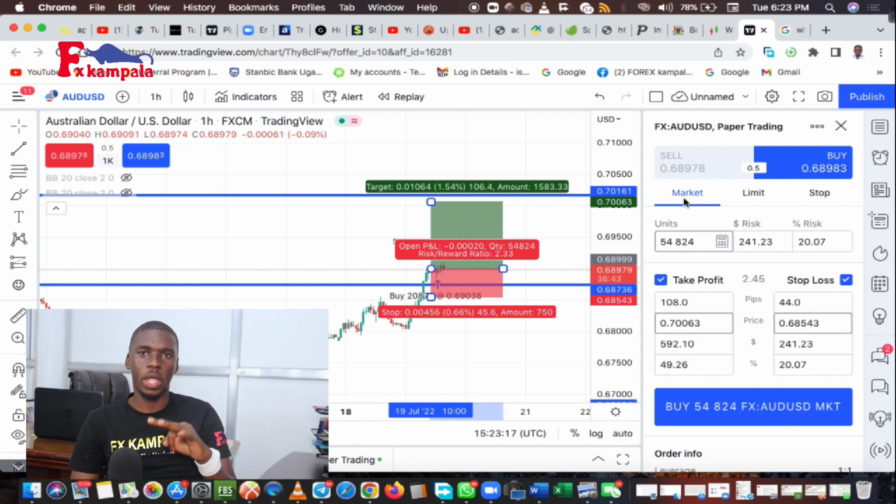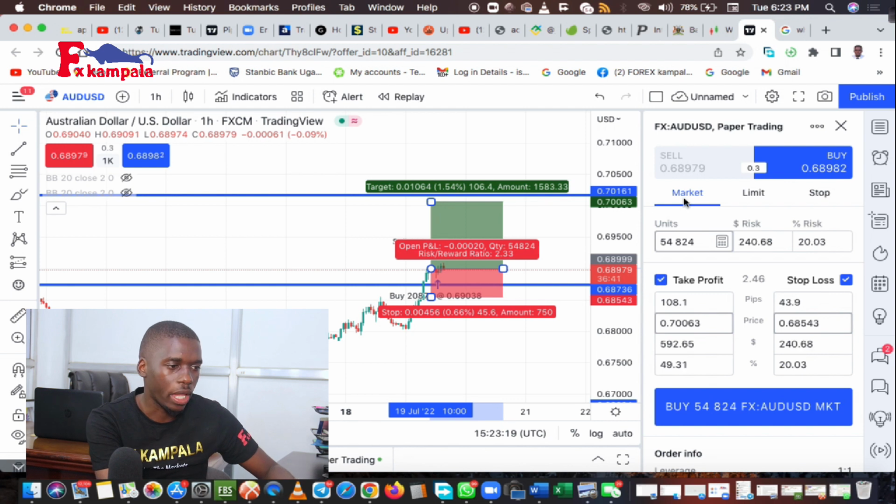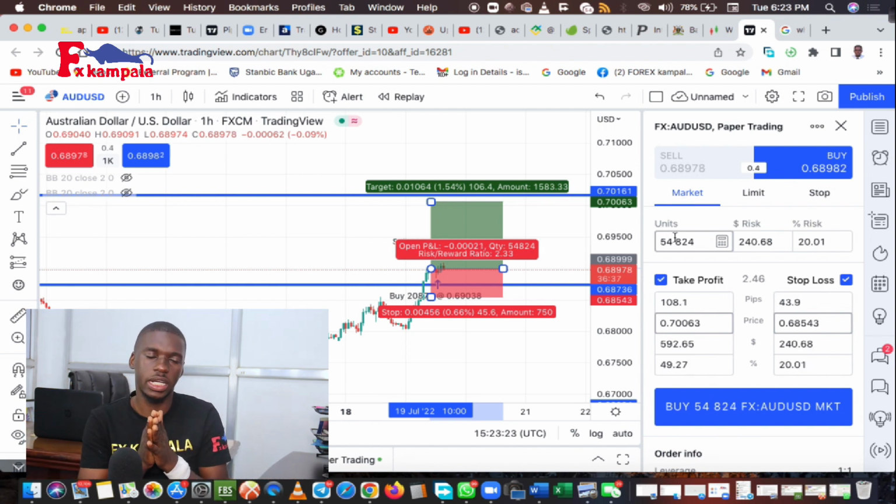So now we have three options here. We have the units. Those are the units that you're exchanging. That is, if it is one lot size, that's 100,000 units. If it is 0.1, that's 10,000 units. That is, if it is 0.01 lot size, then that's 1,000 units. We know that, for those of you that have probably been following our videos.